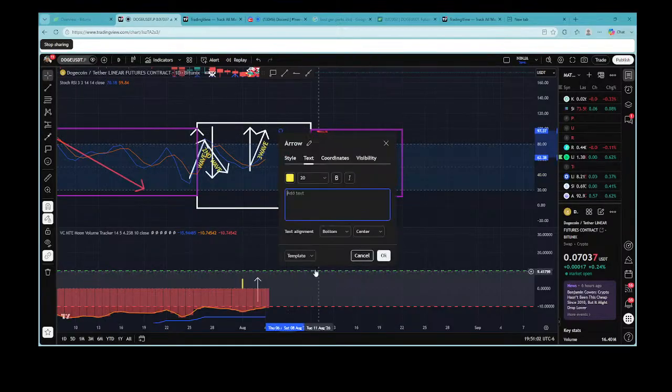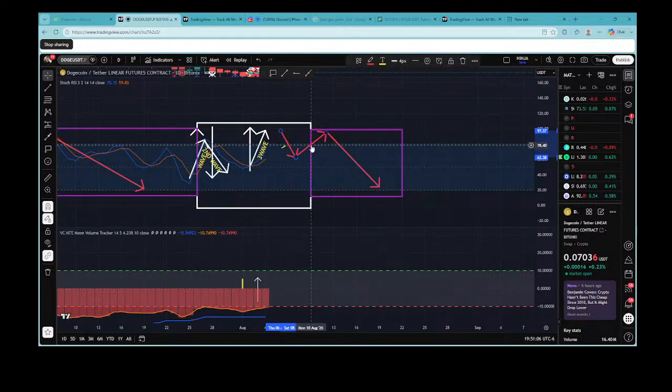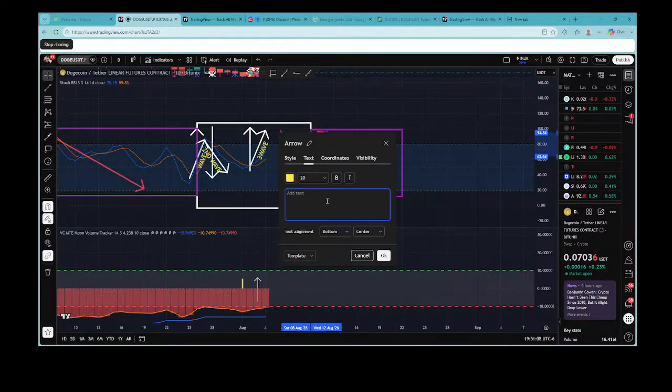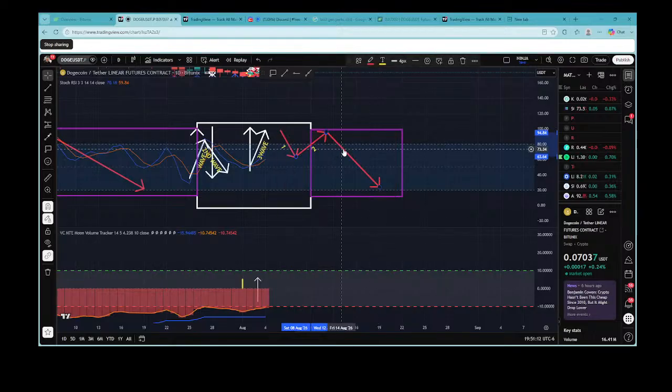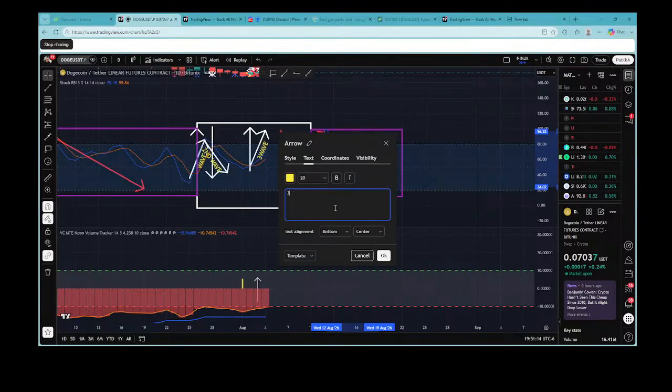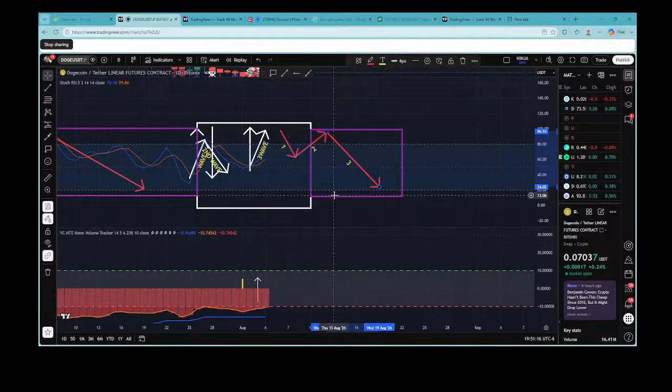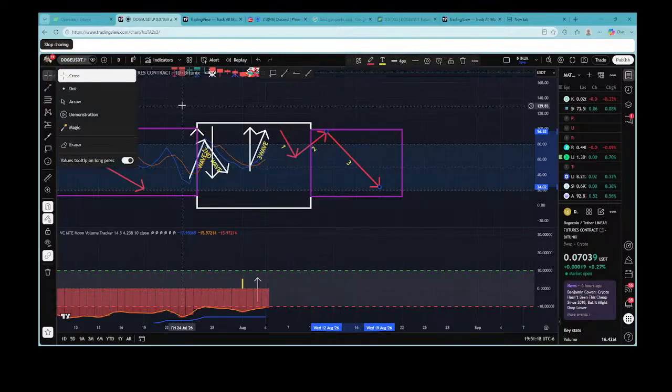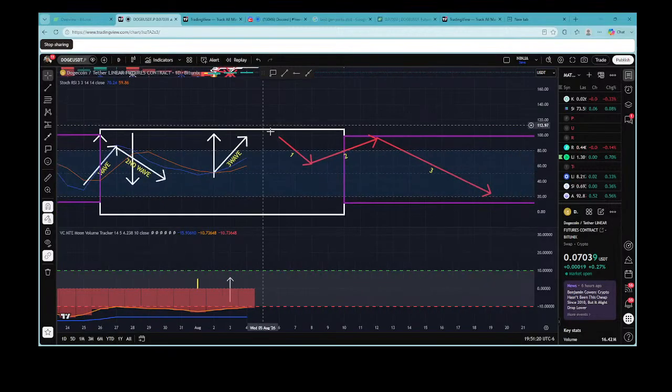So this will be 1. This will be 2, confirmation. And then this will be the trade that we actually go into our trades for, because that'll be the third wave down, okay? So that's the future of what we're looking for right there, okay?